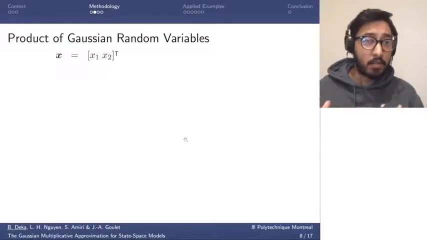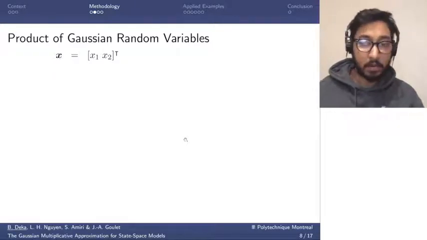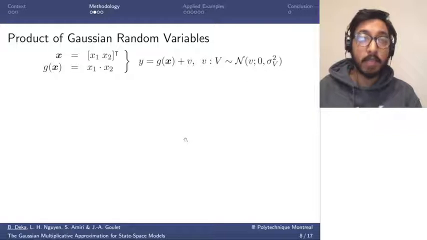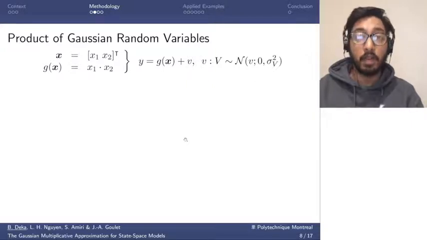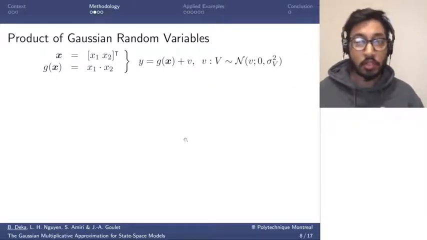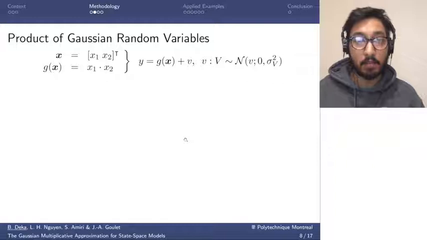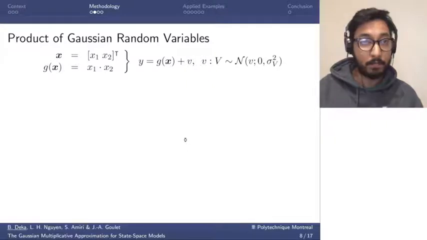Let's consider a vector of hidden states where we have x1 and x2 as the variables, and this is related to a nonlinear function. So we have g of x, which is equal to x1 times x2, where we have an observation model where y is equal to g of x plus v, where v is again modeled by a Gaussian distribution having mean 0 and variance sigma square v. And this is what we presented earlier, the observation model in which we now have a multiplicative or nonlinear function, where g of x equals x1 times x2.